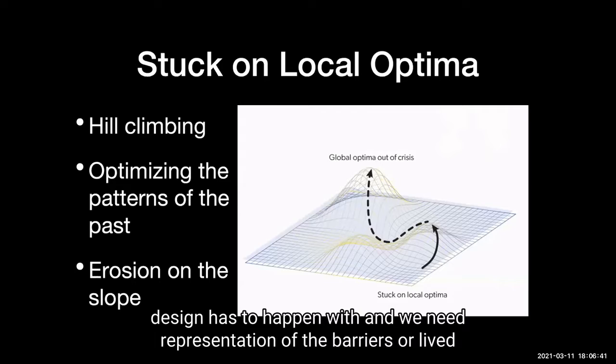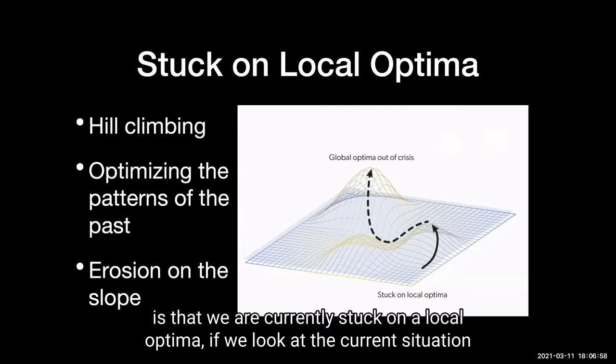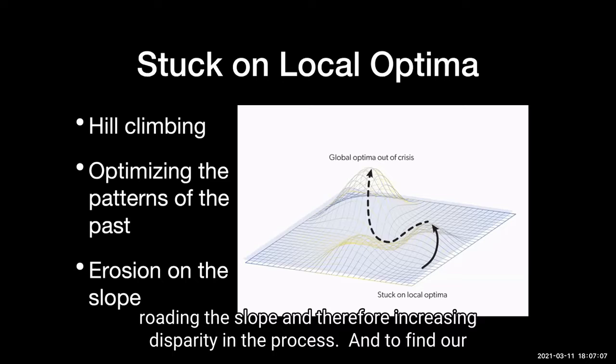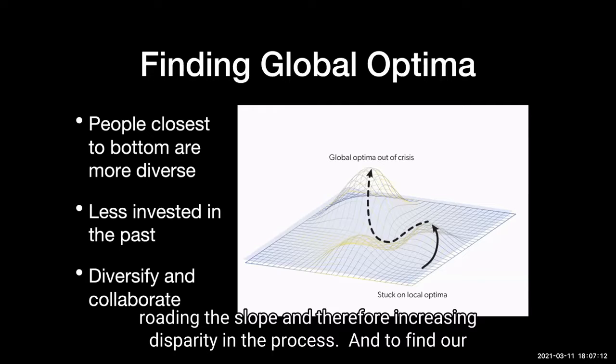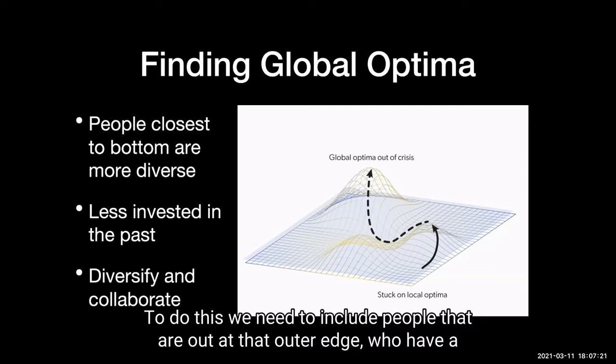And one insight of complexity theory is that we are currently stuck on a local optima. If we look at the current situation as a complex terrain, we are hill climbing, optimizing the patterns of the past and eroding the slope and thereby increasing disparity in the process. To find our way out of this and out of the next crisis, we need to reach the global optima. To do this, we need to include people that are out at that outer edge, who have a better view of the whole terrain, are more diverse, and are not investing in failing strategies.